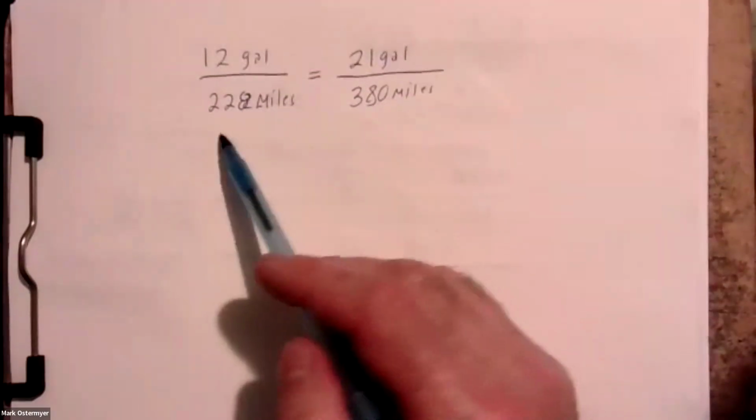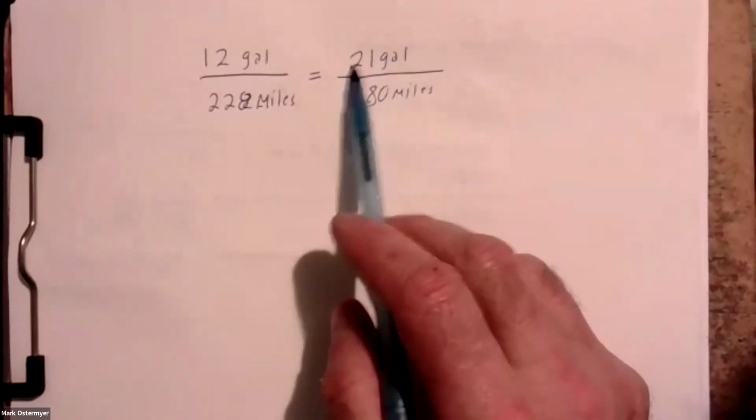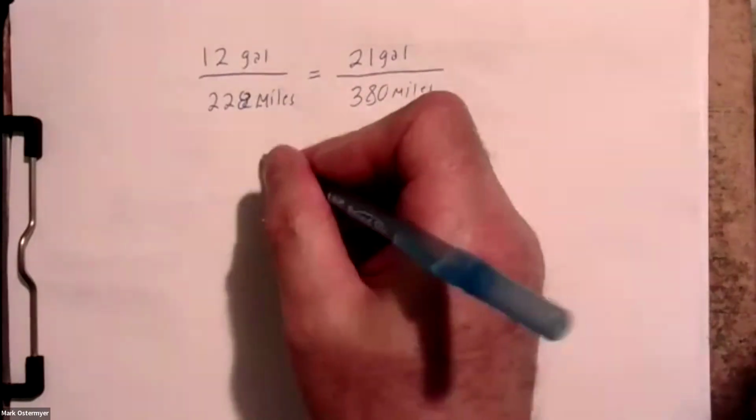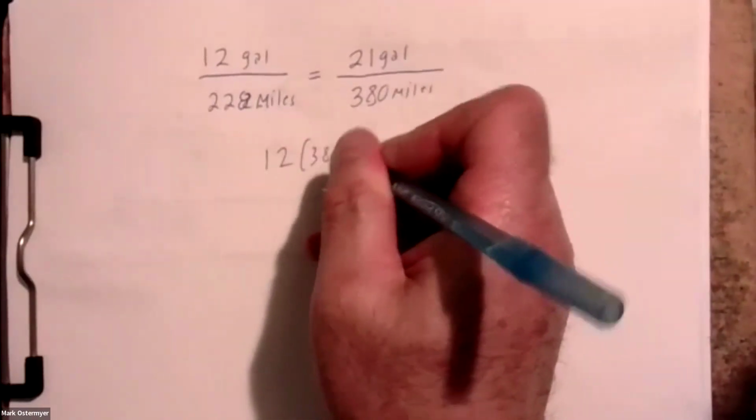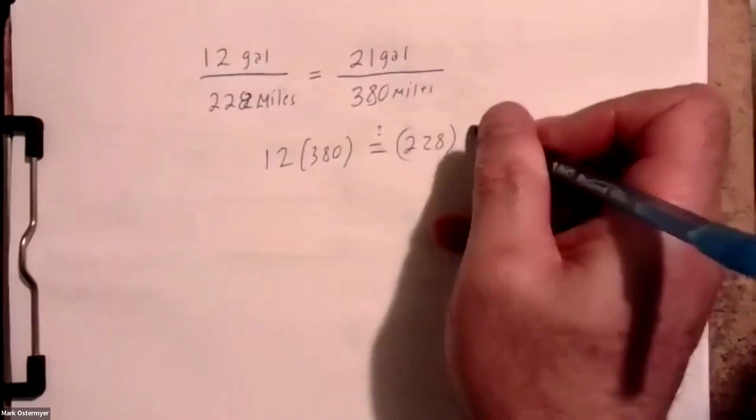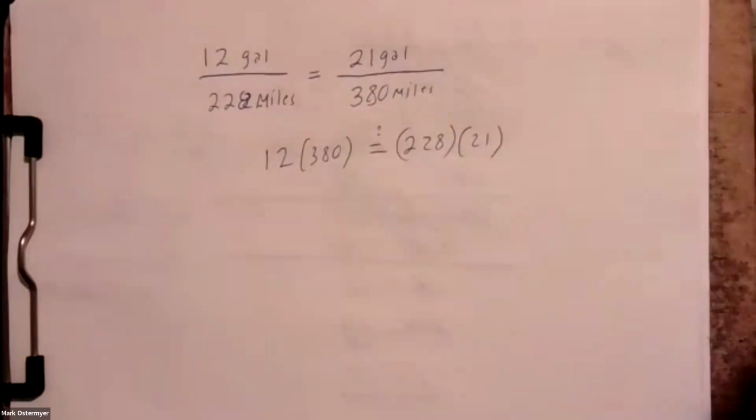Well, we can see if this is a valid proportion. So 12 gallons is to 228 miles, as 21 gallons is to 380 miles. All we gotta do is look at the cross product. So 12 times 380, is that equal to 228 times 21? Is that true or false?